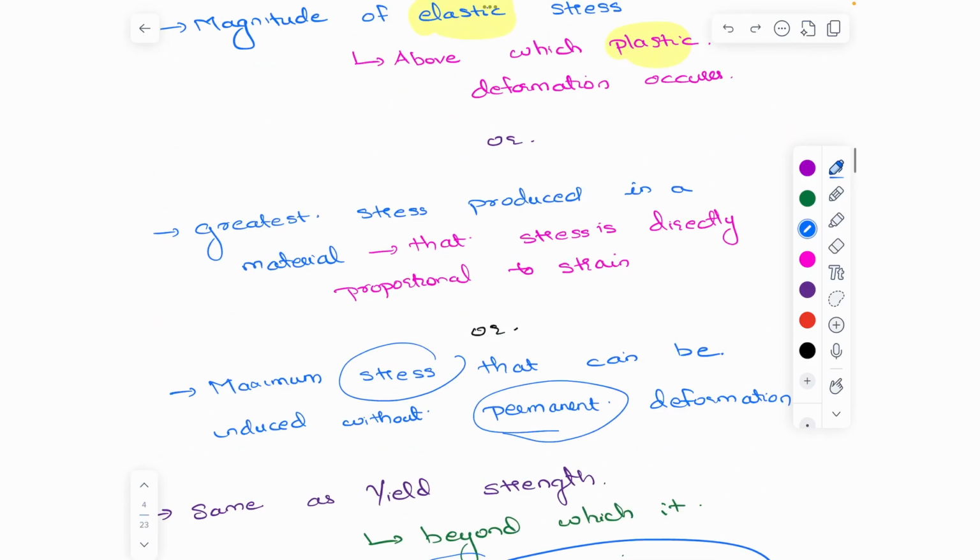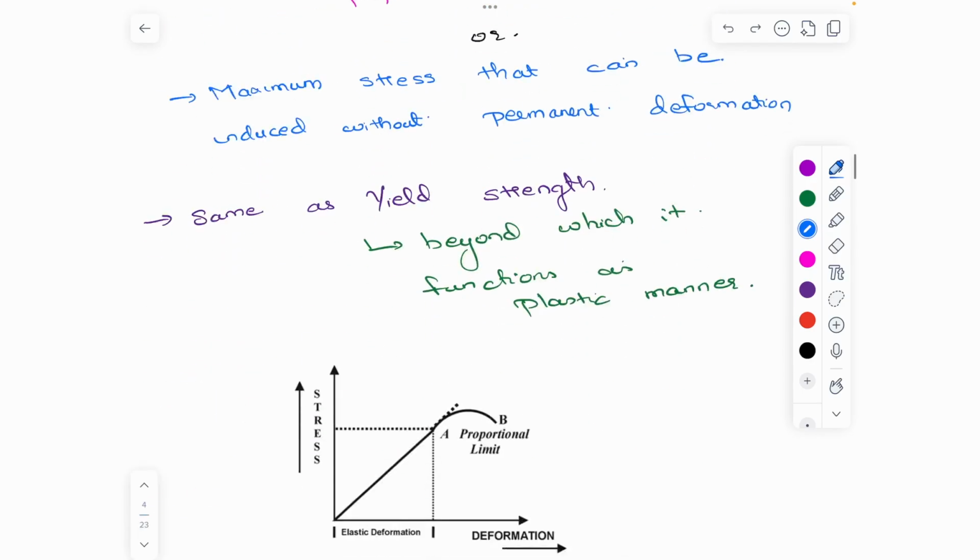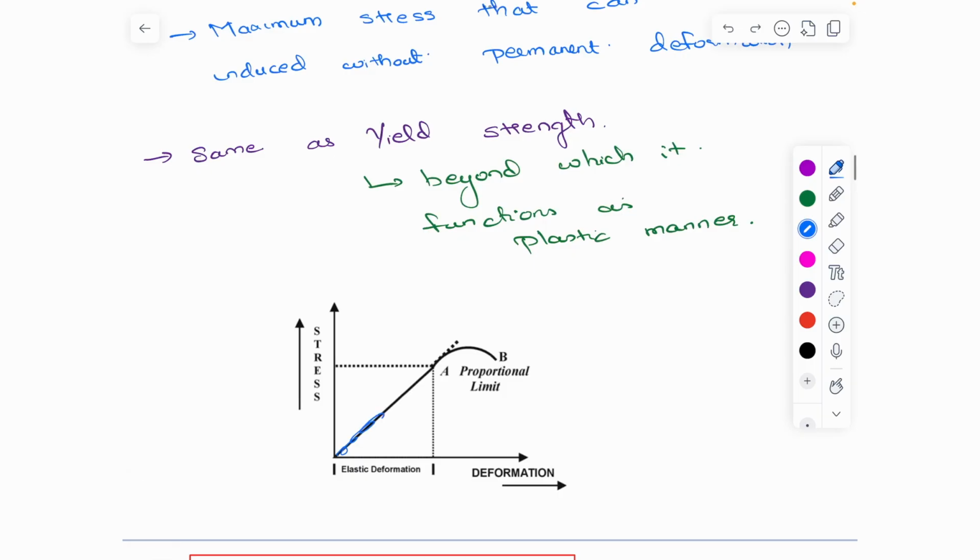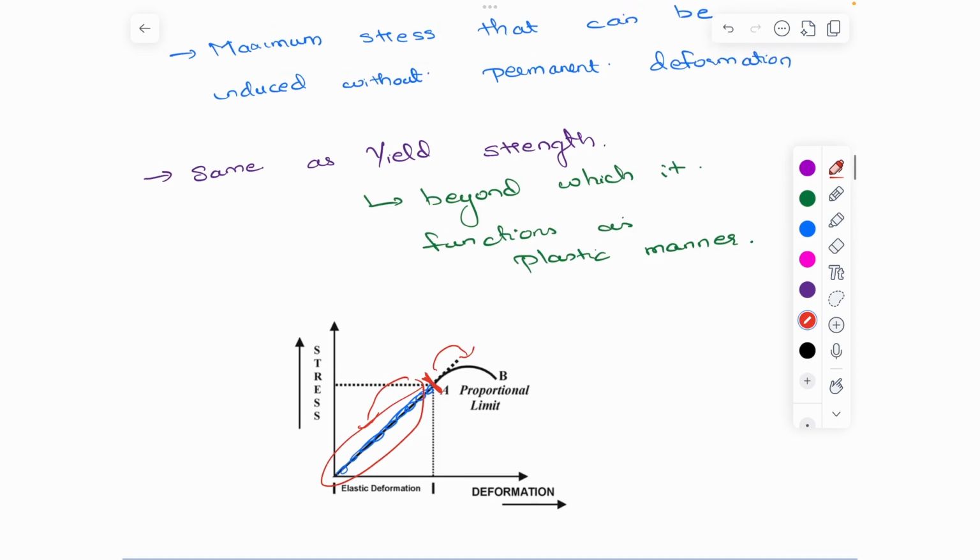I hope it's clear. It's just a point. That's the difference. The elastic modulus or modulus of elasticity was a line. It's a line, where the stress is directly proportional to strain. Whereas the proportional limit is a particular point beyond which plastic deformation occurs, before which it behaves in an elastic manner. Till then is what you have as your elastic modulus or modulus of elasticity. So that's about your proportional limit.